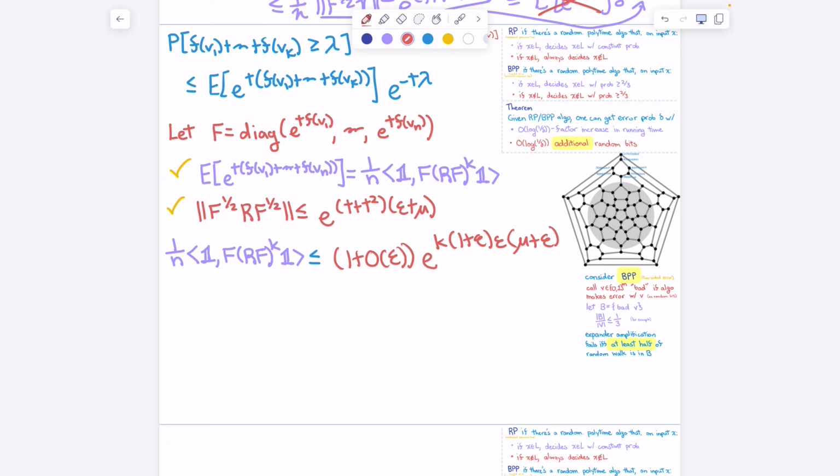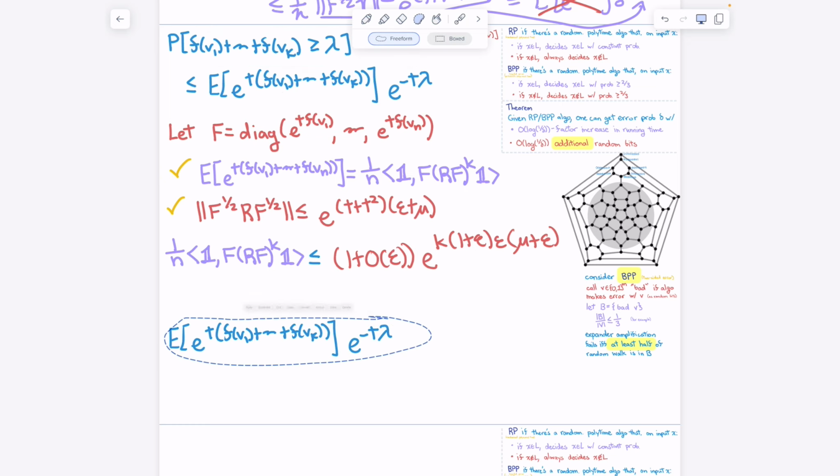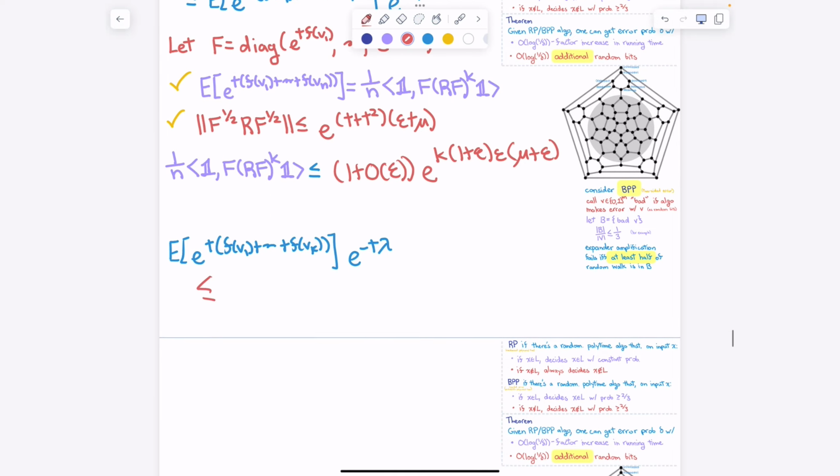Now we go back to the top part of the proof where we first applied Markov's. So this quantity here, see, now you know why I didn't want to do Chernoff in class. Okay, this is at most some constant factor, not a big deal.